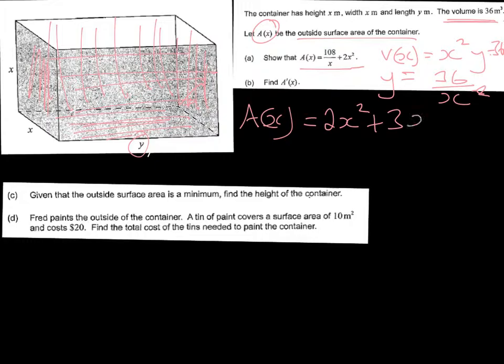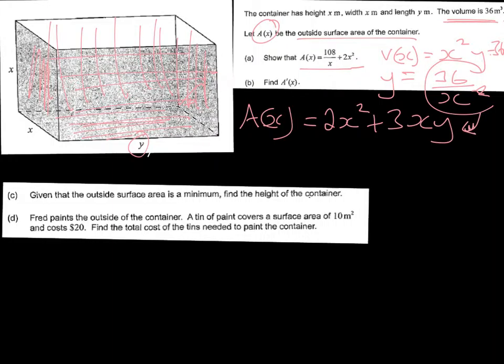Now when we come to look at A of x, we can see that the outside area is going to be two of these tiles here and this panel here. So it's going to be 2x squared. Then for the side panels, there's this side panel here, 1, this panel here, 2, and then this front panel here, 3. So that's going to be 3 lots of x y.